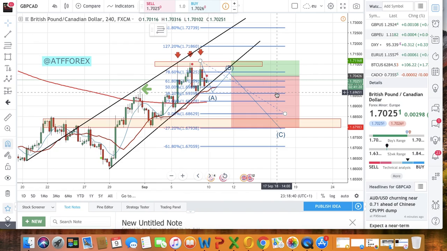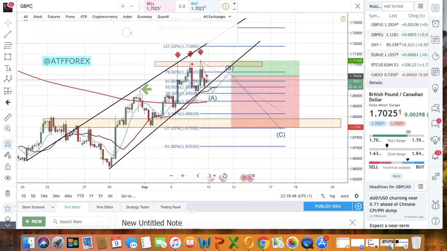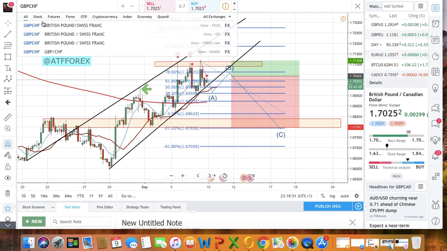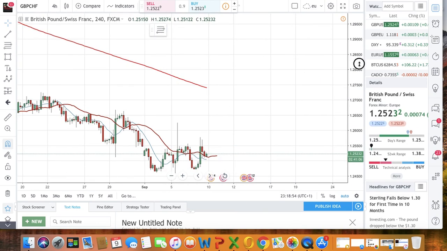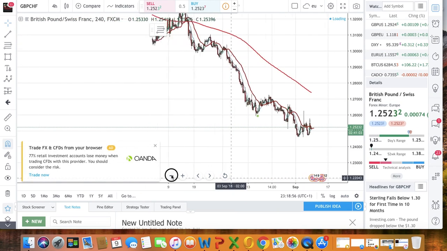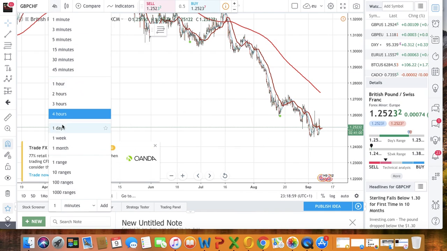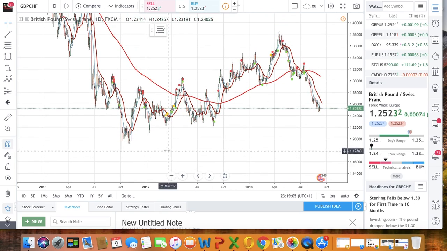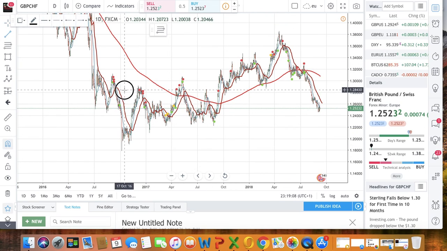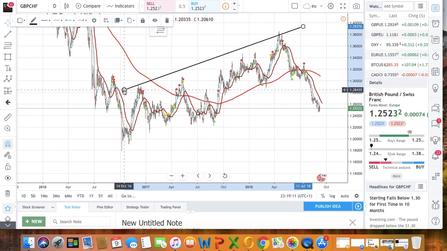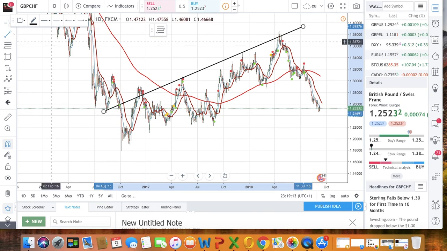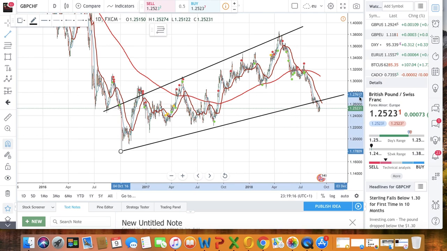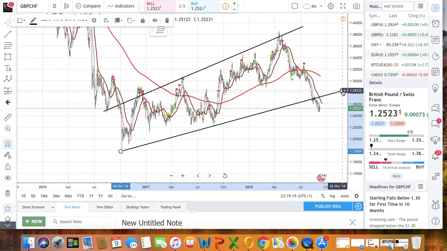I think sterling's going to go down as well. If we look at GBP Swiss franc, let's just go over to another sterling chart. GBP Swiss franc. Let's take this out to the daily. Taking this out to the daily, what we can see here is that we've got an expanding wedge, and we've actually broken this trend line.